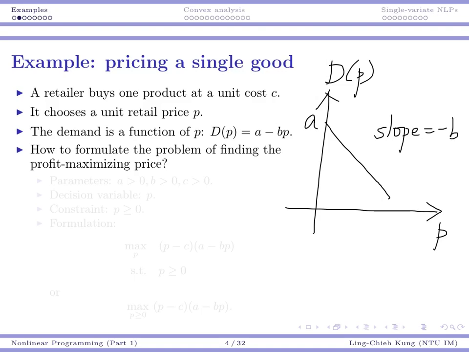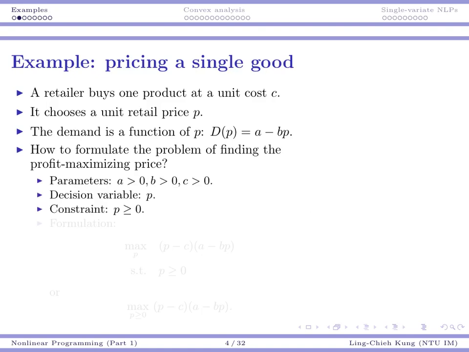Now that's the basic situation. So given a price, I'm going to get a demand. And the area here, of course, is the sales revenue, the total sales revenue I can earn. So for this problem, I also have a cost. So I'm working on a profit-maximizing price. I want to find a price that maximizes my total profit.